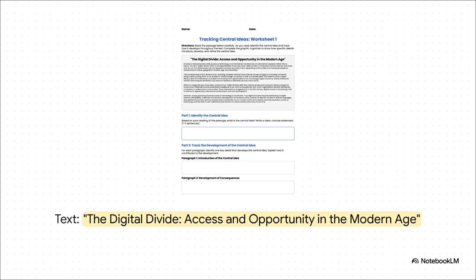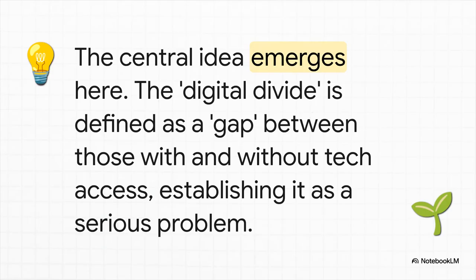Our mission is to spot the central idea as it starts to take shape and see exactly how the author builds it. Okay, so as I'm reading this first paragraph, the question I'm always asking is, what is the author actually doing here? I see a key definition. They're calling the digital divide a gap. But is it just a definition? No, the way they're phrasing it, it feels like they're framing this as a really widespread and serious problem. So, okay, the central idea is starting to form around this concept of a problem.